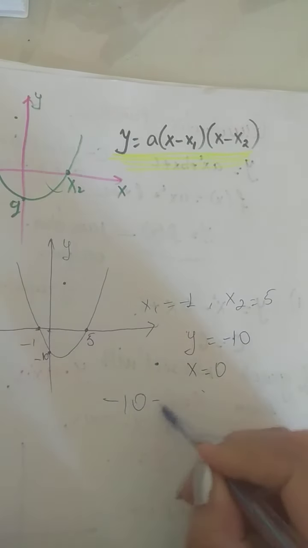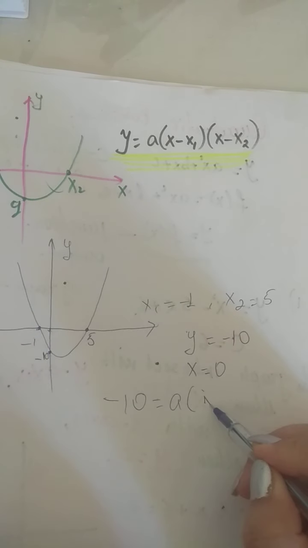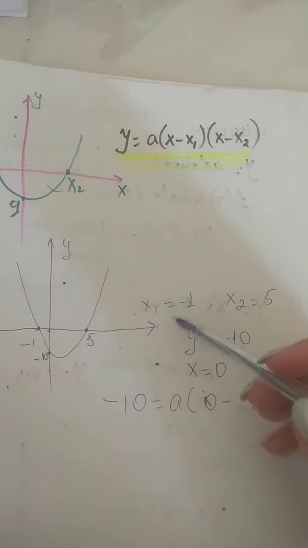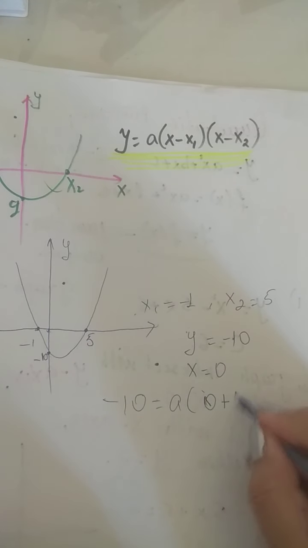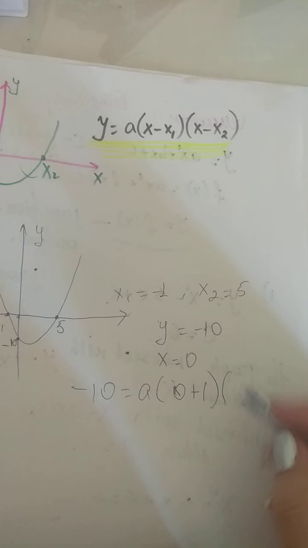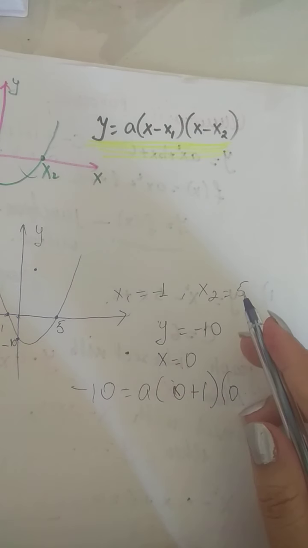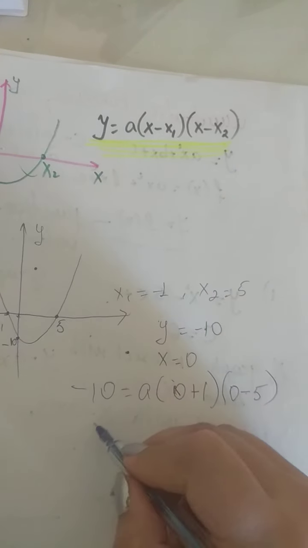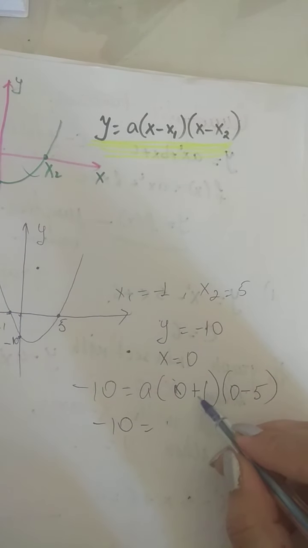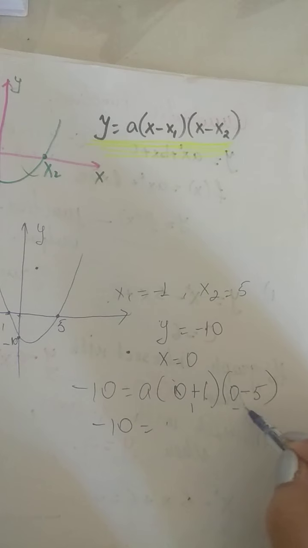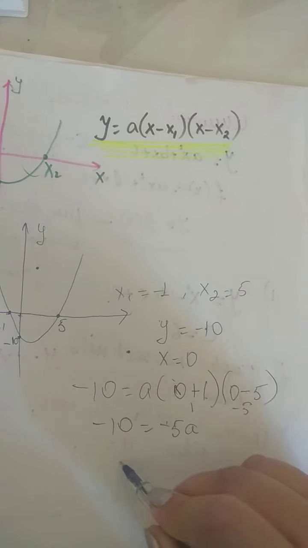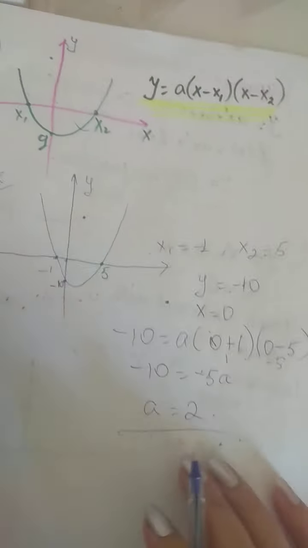So -10 is equal to a multiplied by (x is what? 0, yes. 0 minus x1 is negative, that's why negative becomes positive, +1). Then again, x minus x2 means 0 minus 5, and 5 is positive, that's why I should write -5. Okay, so -10 is equal to 0 plus 1, which is 1. 0 minus 5 is -5. 1 multiplied by -5 is -5a. Then a is +2. So good, we found that one.